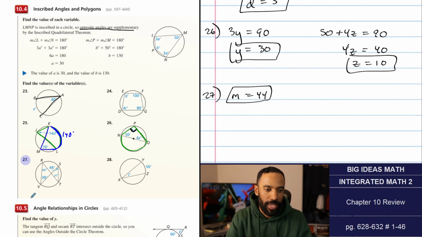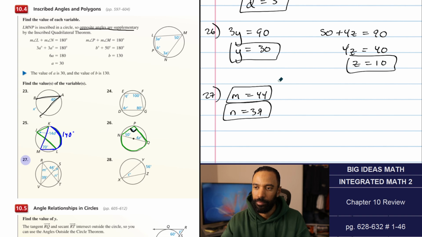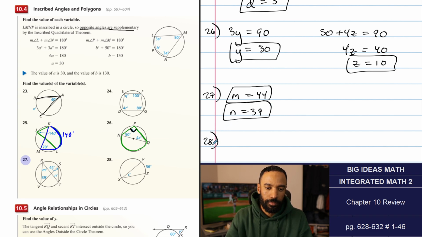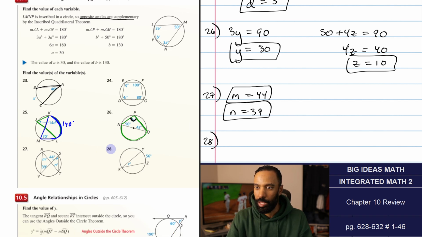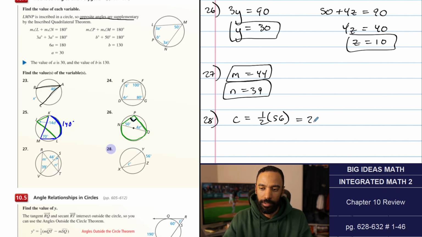N, same thing: inscribed angle, the intercepted arc RS, 39, inscribed angle with the intercepted arc RS, therefore N is 39. There's nothing to calculate on these ones. Okay, number 28. C is half that of 56, being an inscribed angle. That's one of the more conventional kinds of problems that you would see here. So C is half of 56, which is 28.